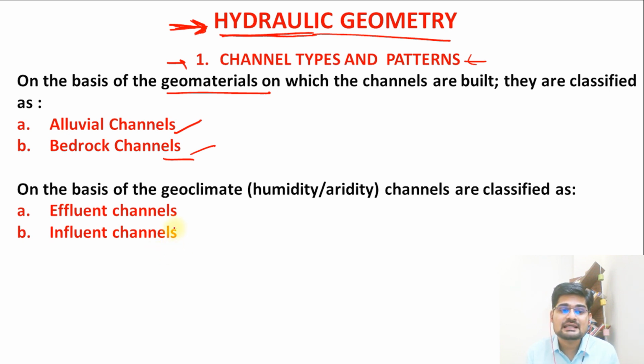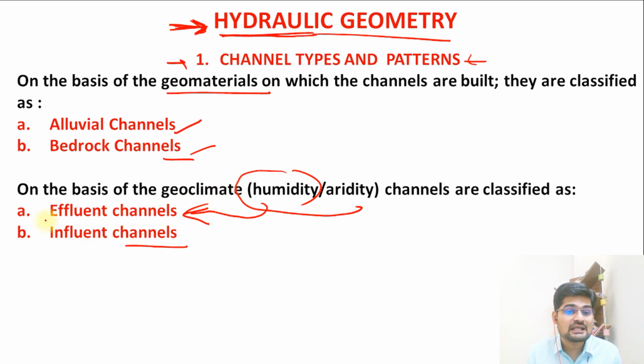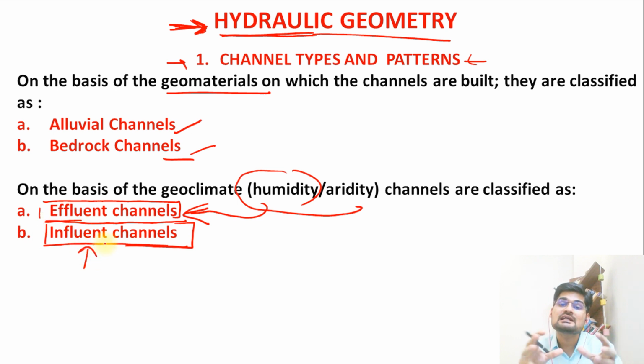The other kind of channel is the effluent channel and influent channel. If there is more humidity, remember, there is a constant water source. So perennial rivers are there in the humid tropics, and those channels are called effluent, E-F-F-L-U-E-N-T. So effluent is when you have lots of water coming in, lots of humidity. But if it is an arid or semi-arid area, which basically means seasonal characteristic, it is called influent. It is just seasonally present, only in a given time period. So this is another classification of the channel types.